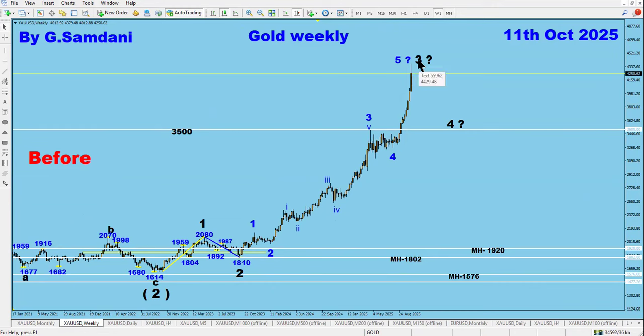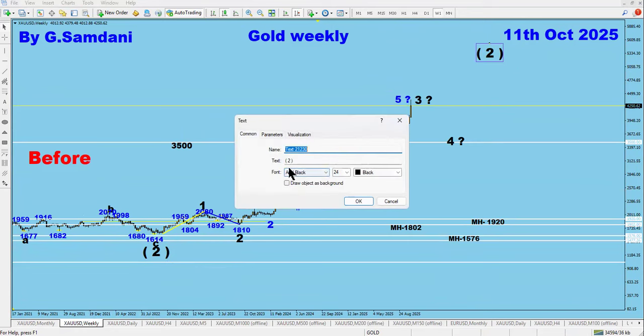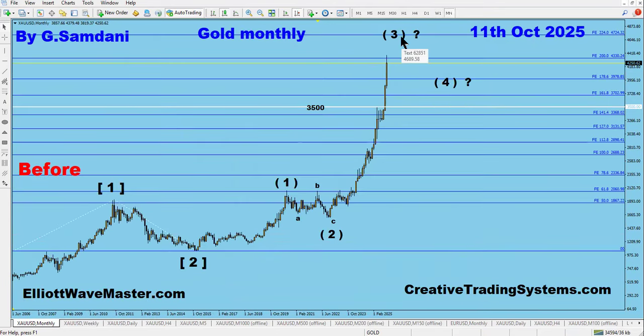This wave 3. Right? And then wave 4. And we need wave 5. After that, this wave three will be somewhere here. Let's put it this way, right? So this wave three would be this, and this wave three I'm talking about.